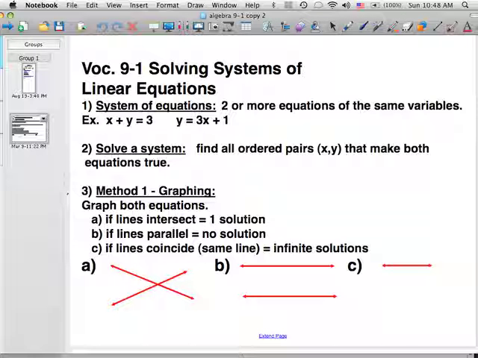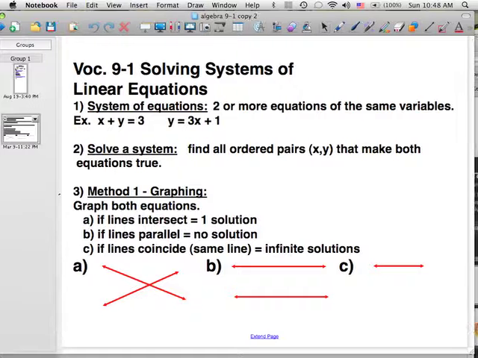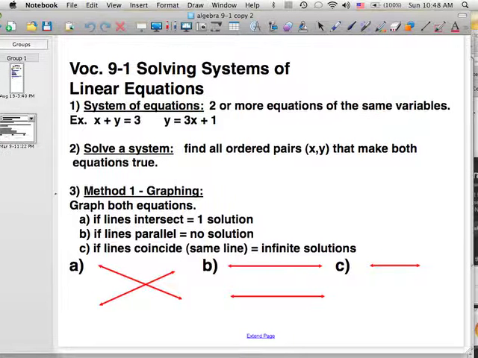To solve a system, we have to find all the ordered pairs, so we're in the coordinate plane, Cartesian coordinate plane, that make both equations true. And there are several methods of doing this, and the first method we're going to learn is the graphing one, which is great if you've got a graphing calculator and you're precise, but not very good if we're human. But we're going to try it.